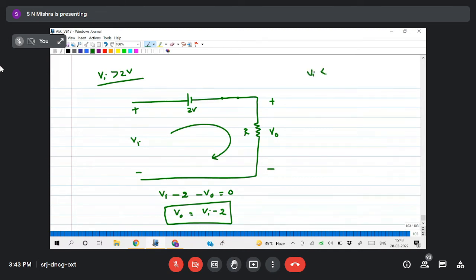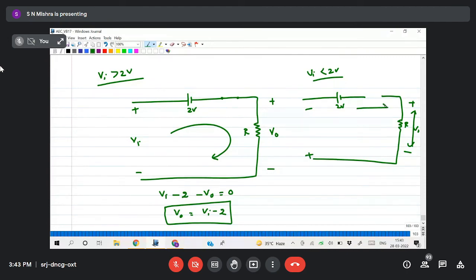Now if Vi is less than 2 volt, then it will remain as 2 volt here. Is it open? I equals 0. So V naught will be how much? What is the voltage here? If current is not flowing, 0. Now once you do this, the three steps are over, but till now we have not drawn the waveform.